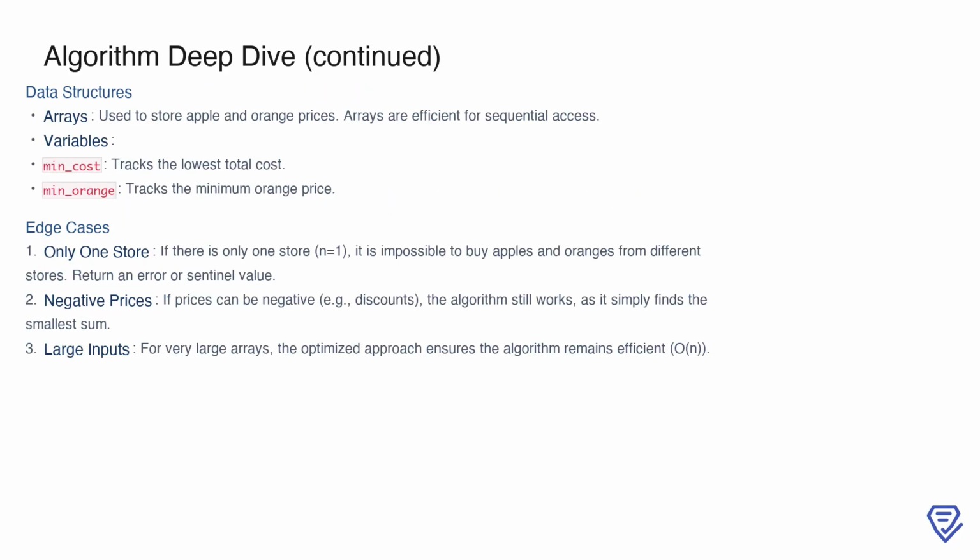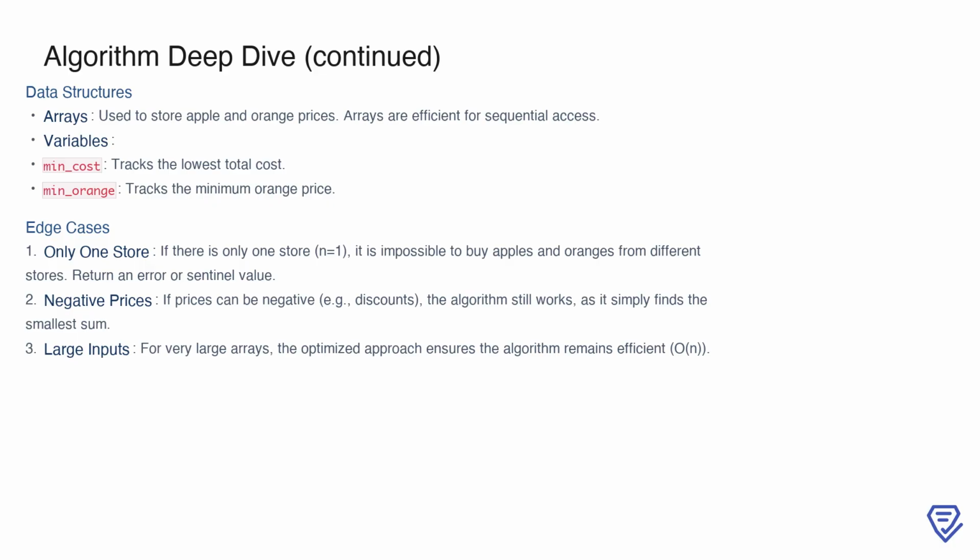To efficiently solve this problem, we primarily use arrays and a few variables. The arrays store the prices of apples and oranges, while variables like min_cost and min_orange are used to track the lowest total cost and the minimum orange price, respectively.